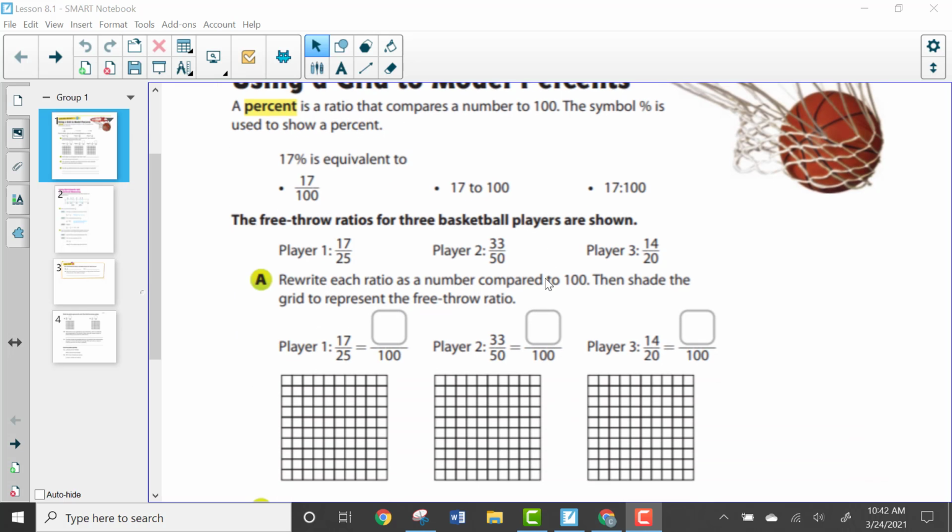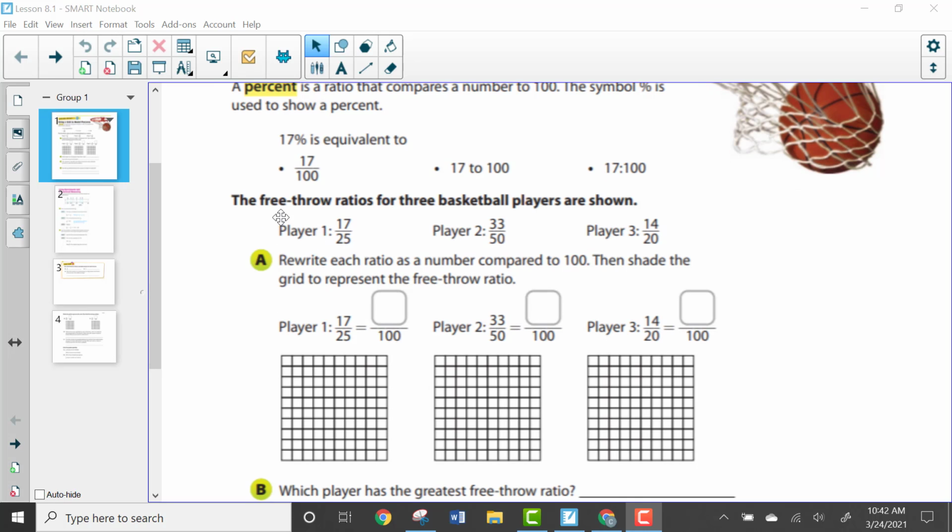So let's take a look at some of these different types of ratios as percentages. The free throw ratios for 3 basketball players are shown. Player 1 shot 25 times and made 17. Player 2, 33 to 50. Player 3, 14 to 20. Now what we're going to do is rewrite each ratio as a number compared to 100, then shade the grid to represent the free throw ratio.